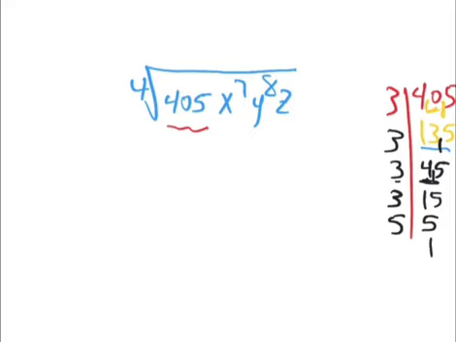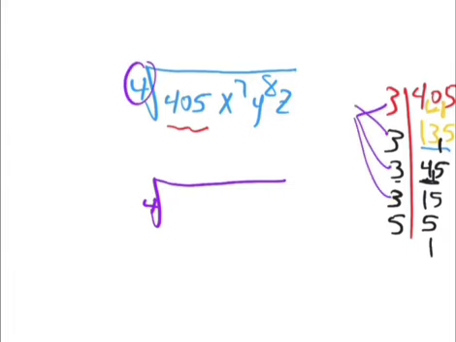And now we will write the answer for the number. And we said we will take a group of 4 because our index here is 4, and this is 3 and the remainder inside is 5. So you get 3 outside and you get 5 inside. Now we come to the variables, and the variable here is power 7 divided by 4 is 1 and the remainder is 3. So you get x outside and x power 3 inside.